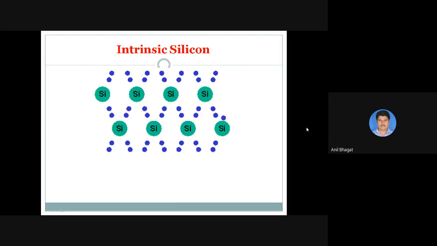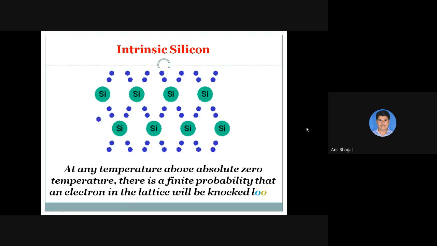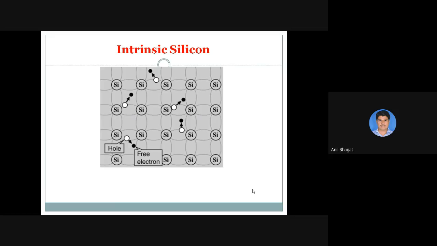At any temperature above absolute zero, there is a finite probability that the electrons in the lattice will be knocked loose from their position. This is very important. So an electron easily moves in a particular area, right? An electron is capable of moving from one place to another because the probability is present in the material, and it can move anywhere. This is the intrinsic silicon structure.